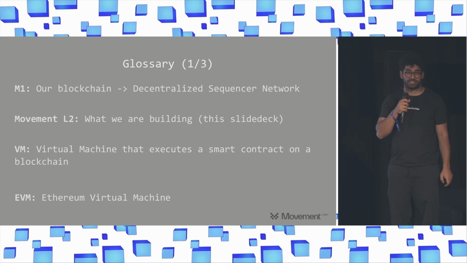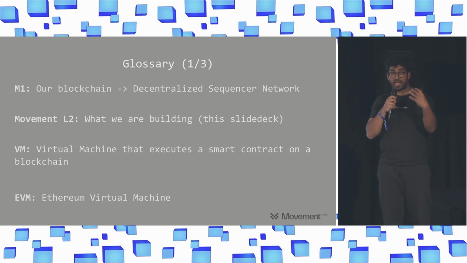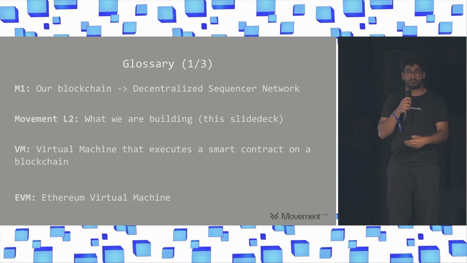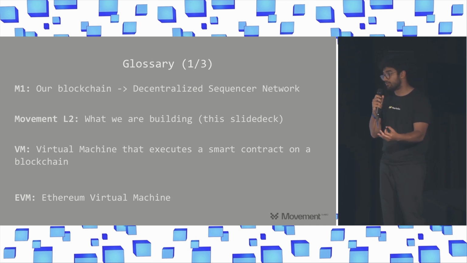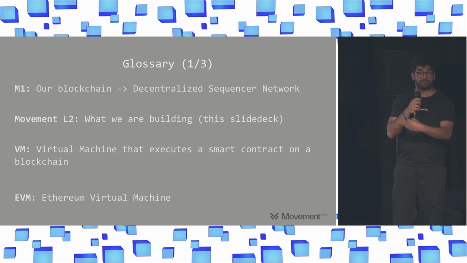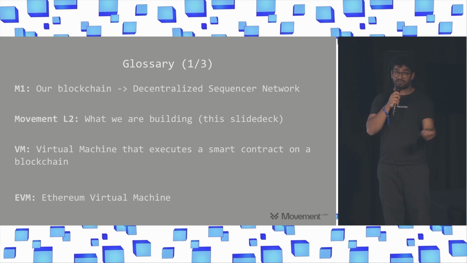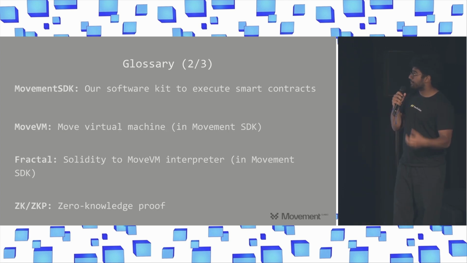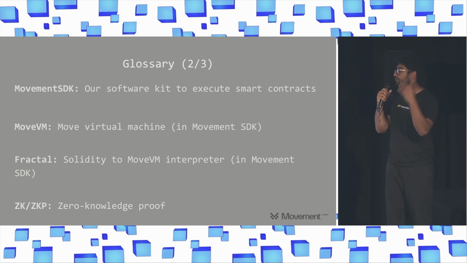A VM as a virtual machine, I don't think I need to explain this, but it is the execution layer where folks deploy apps. If you're using Uniswap, Curve, Aave, any of these things, you're probably on the EVM. And then with this modularity thesis, we've seen a Cambrian explosion of different VMs. We have the Solana VM, we have the Move VM, we have Wasm-based VMs and future VMs coming to market. And we're all here for the experimentation. The Movement SDK is a software kit to execute smart contracts on the layer 2 itself. The Move VM itself is, I'll get more into the kind of history and where it comes from.